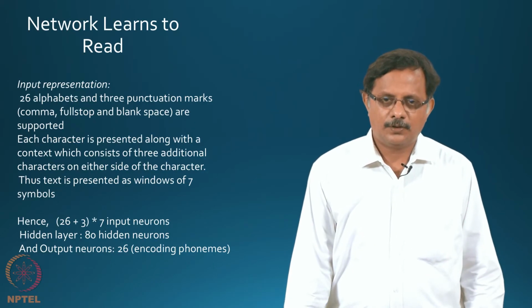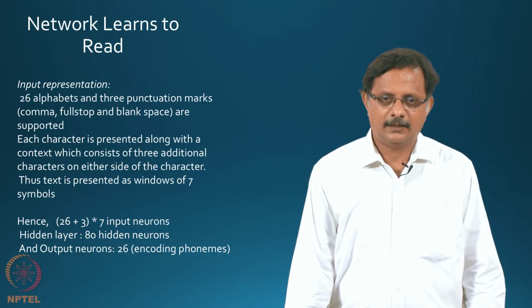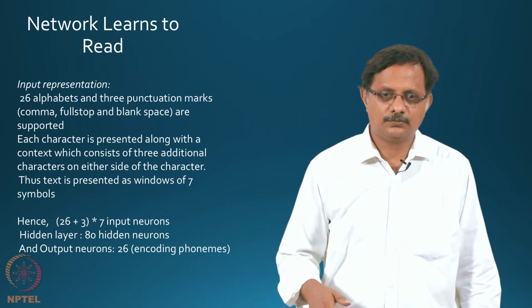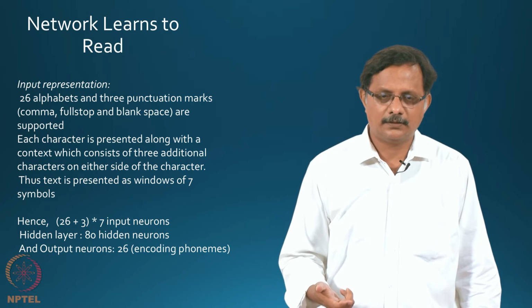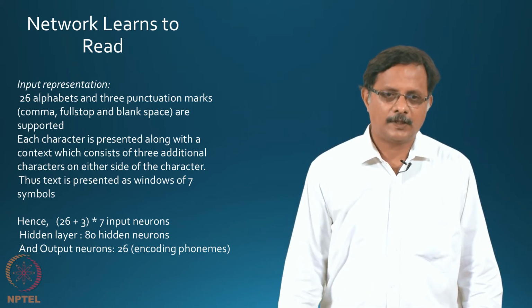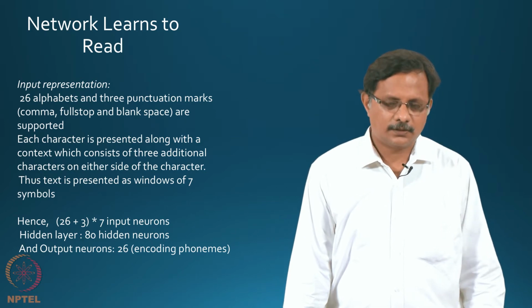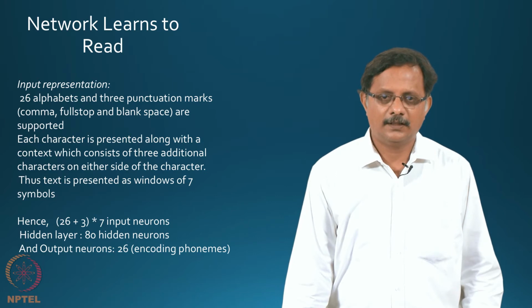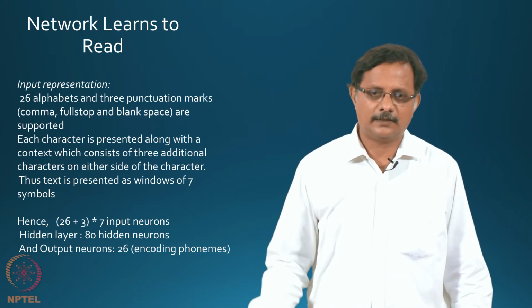So, therefore, if you want to train a network to read, you cannot give single letters as input and expect the network to reproduce the correct pronunciation of the phoneme. You have to give a certain context of that letter. So, how do you give a context? The simplest way is, in addition to giving the letter, you should also give certain neighboring letters. That will set the context for that letter.